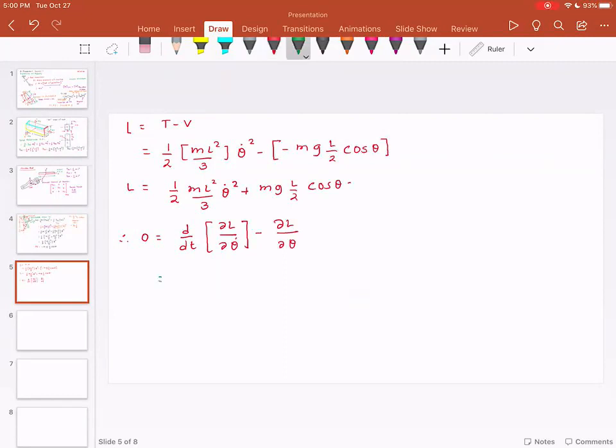So let's go step by step. d by dt of partial L by partial theta dot, which means all other terms except theta dot are constant. So this is going to be 1/2 ml square by 3 multiplied by 2 theta dot plus 0, minus, here it's partial L by partial theta, which means theta dot is going to be 0. So first term is going to be 0, plus mg L by 2, derivative of cosine theta is minus sine theta. So this is going to be minus mg L by 2 sine of theta.